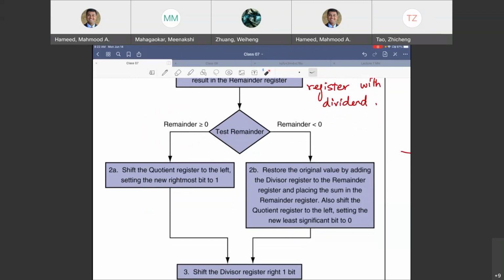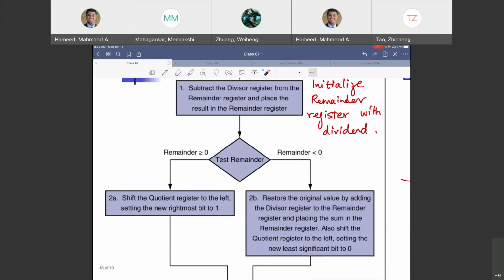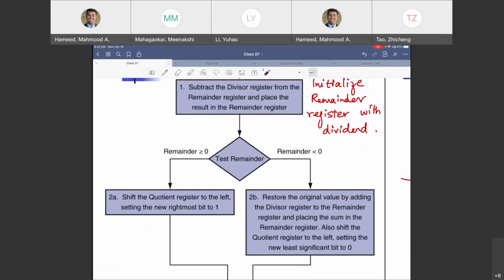If it is less than 0, what do you do? You restore, hence the name, restore division. So restore the original by adding back your divisor to the remainder register. So sort of undo step number 1, right? After you do that, you also need to do the shifting of the quotient register to left, and then the new significant bit is 0. So after you compare, you are going to move the quotient register to the left. In any case, the new bit that you place, the rightmost bit, is either going to be a 1 or a 0. It is going to be a 1 if it was greater than or equal to 0. It is going to be a 0 if it was less than 0.